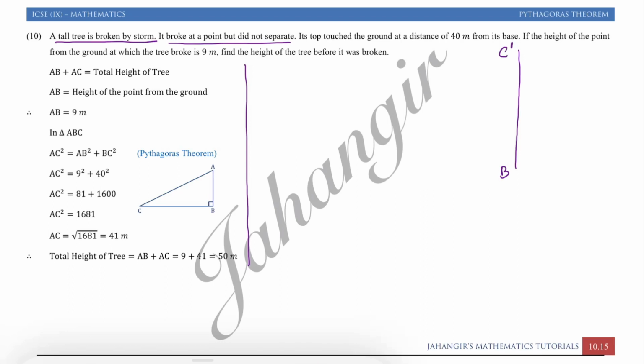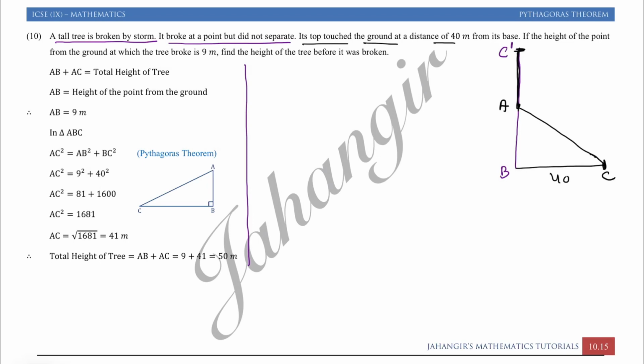So this tree has been broken. Let's say the upper part has bent like this, and it forms a right angle triangle. See, this C part comes over here and from point A it broke down. So BA plus AC is the total height of the tree, and its top is C. Its top touches the ground at a distance of 40 meter from the base. So C is the top part of the tree and it touches the ground at a distance of 40 meter from the base of the tree.